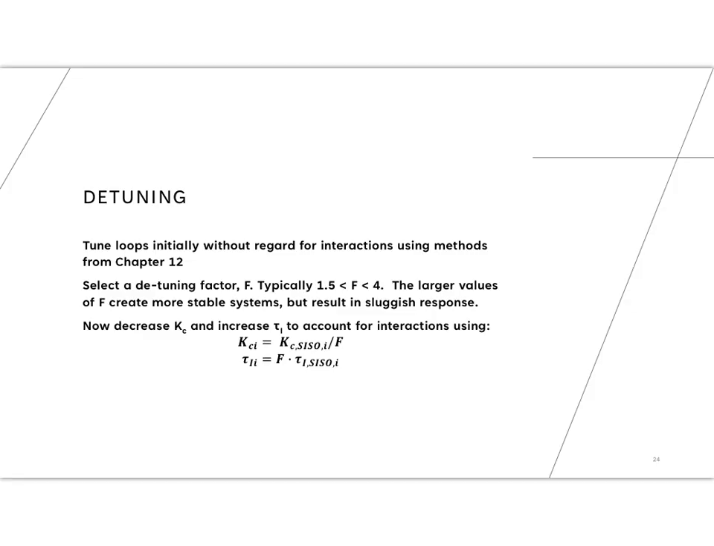Once you choose that detuning factor, all you're going to do is take your KC that you had for each one of your loops and divide that by your detuning factor. And your tau I, you're going to multiply by your detuning factor. So tau I is going to increase, KC is going to decrease. And you just do that and go with it, and it's probably not too terrible. So that's detuning.